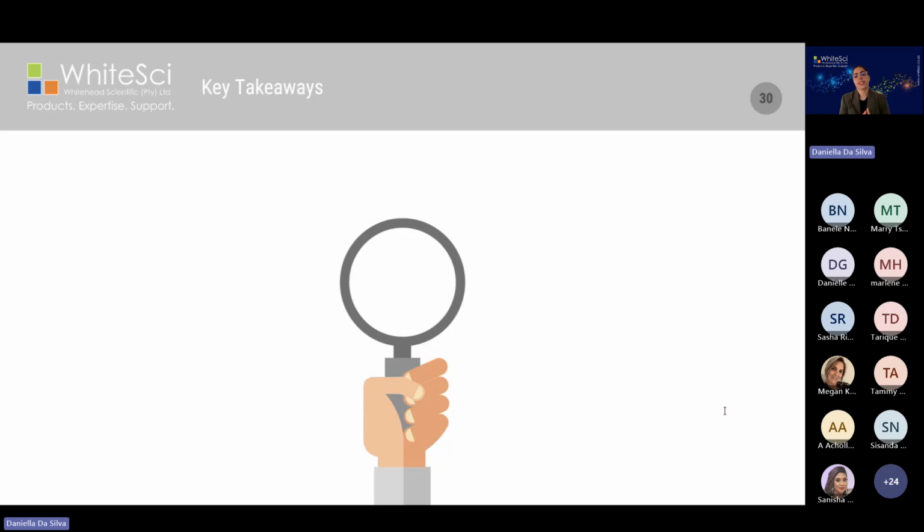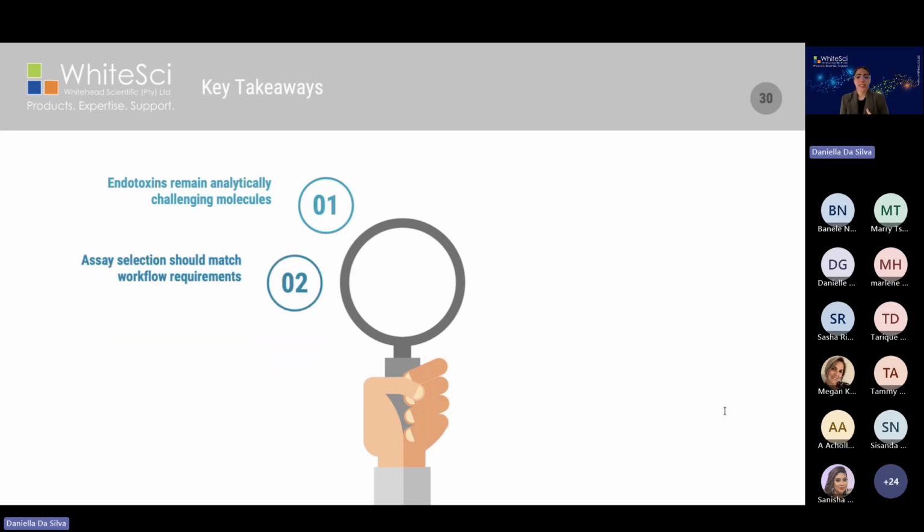So as we reach the end of today's session, I'd like to briefly summarize the key messages we've discussed. First, endotoxins remain analytically challenging molecules, not because the assays are inherently difficult, but because endotoxins themselves behave differently depending on their environment and the sample matrix in which they are present. Second, there is no single endotoxin assay that is best for every application. Method selection should always be guided by factors such as the sample type, the required sensitivity, the throughput needs within the lab, workflow requirements, and regulatory expectations.